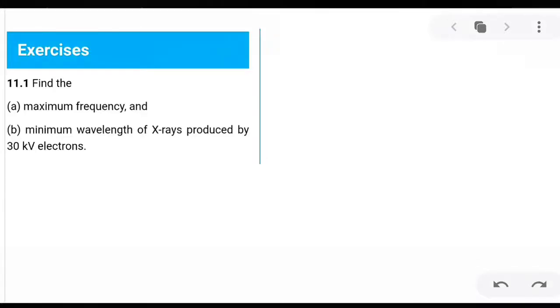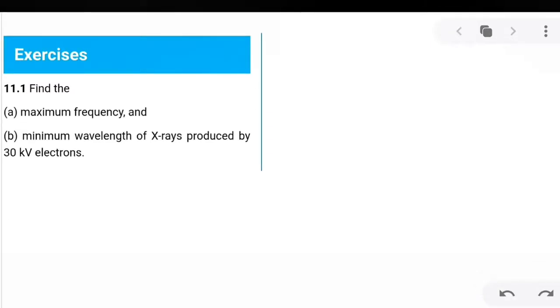Hi everyone. So in this video, we are going to discuss a few exercise problems from chapter 11 of your NCERT, that is dual nature of radiation and matter. So the first question is 11.1. Find the maximum frequency and minimum wavelength of X-rays produced by 30 kilovolt electrons.